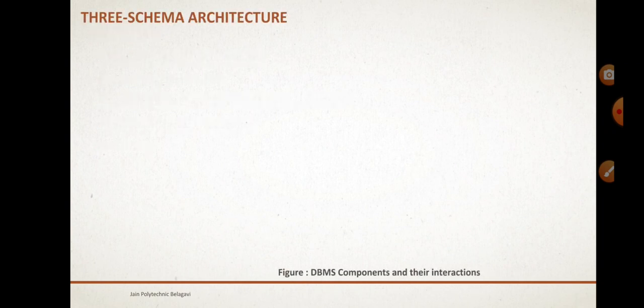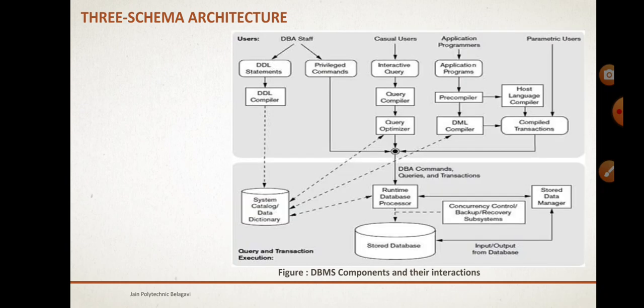So first we see three schema architecture. This is the block diagram of three schema architecture with the DBMS components and their interactions. First we see which are the components of the three schema architecture. So stored data manager.